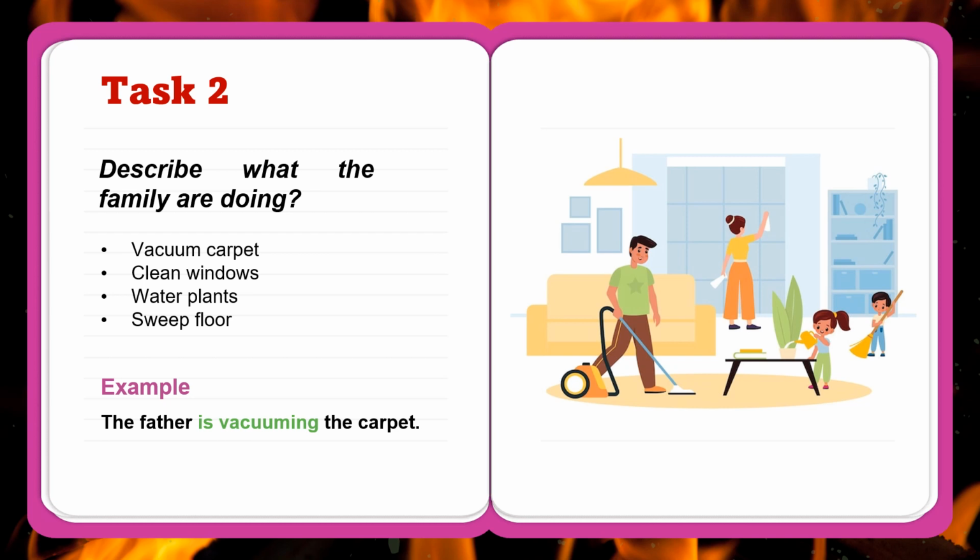Now, the second task is about describing what this family are doing. So I helped you. I've given you some verbs here or some actions. Now, vacuum carpet. Now, who is vacuuming the carpet? So we can say, for example, the father is vacuuming the carpet. Okay, clean windows, water plants, sweep floor. Now, you are looking at these people doing these actions. I'd like you to write them down. Okay?